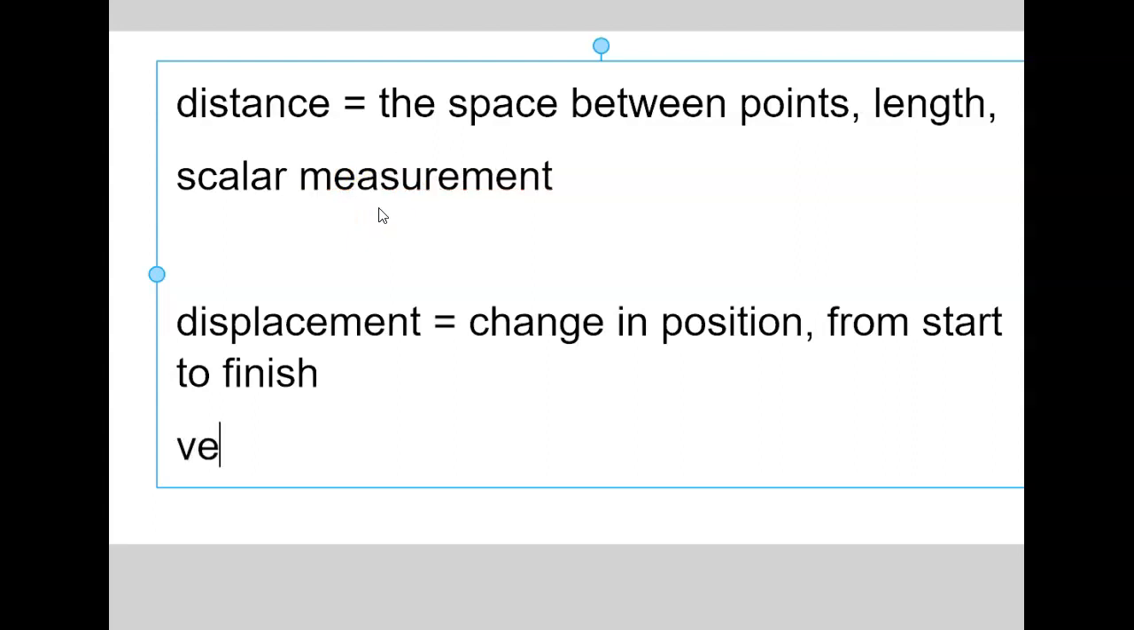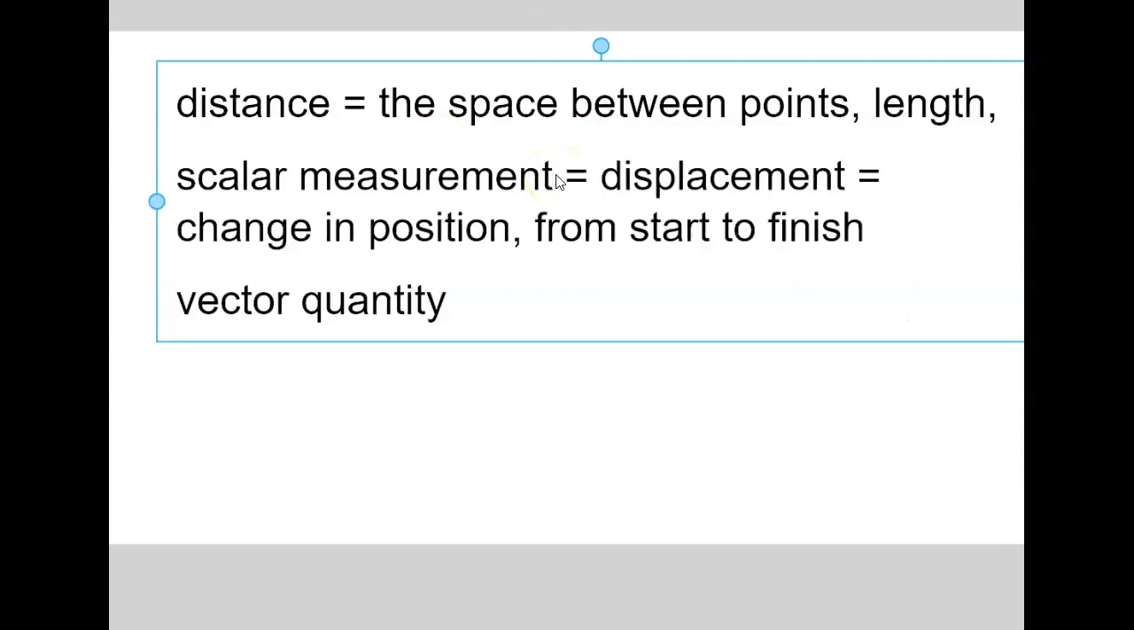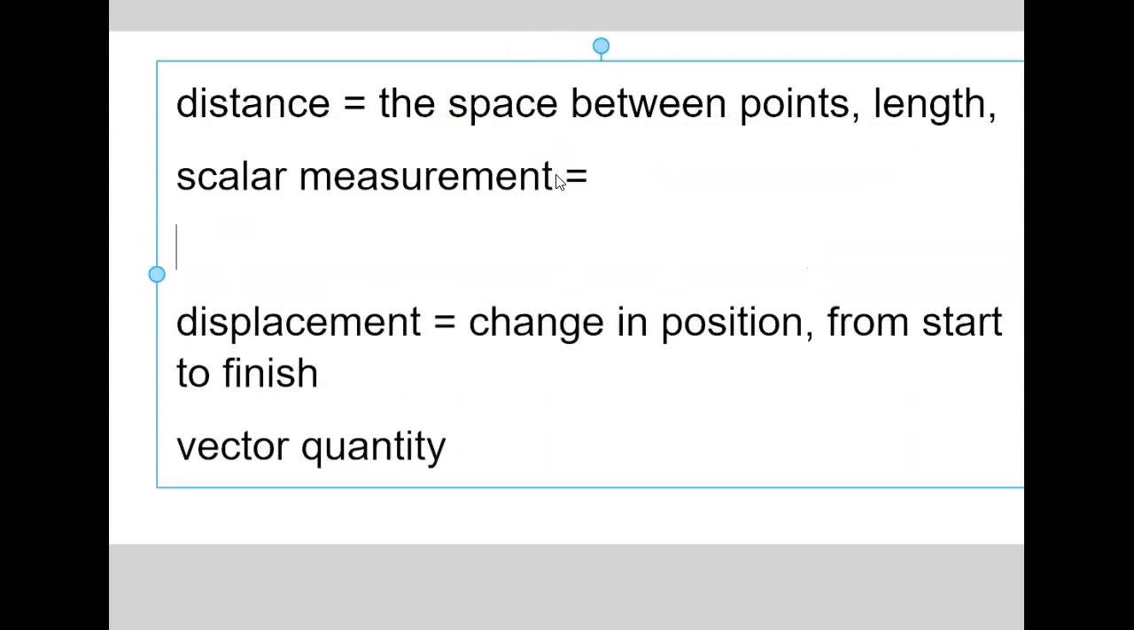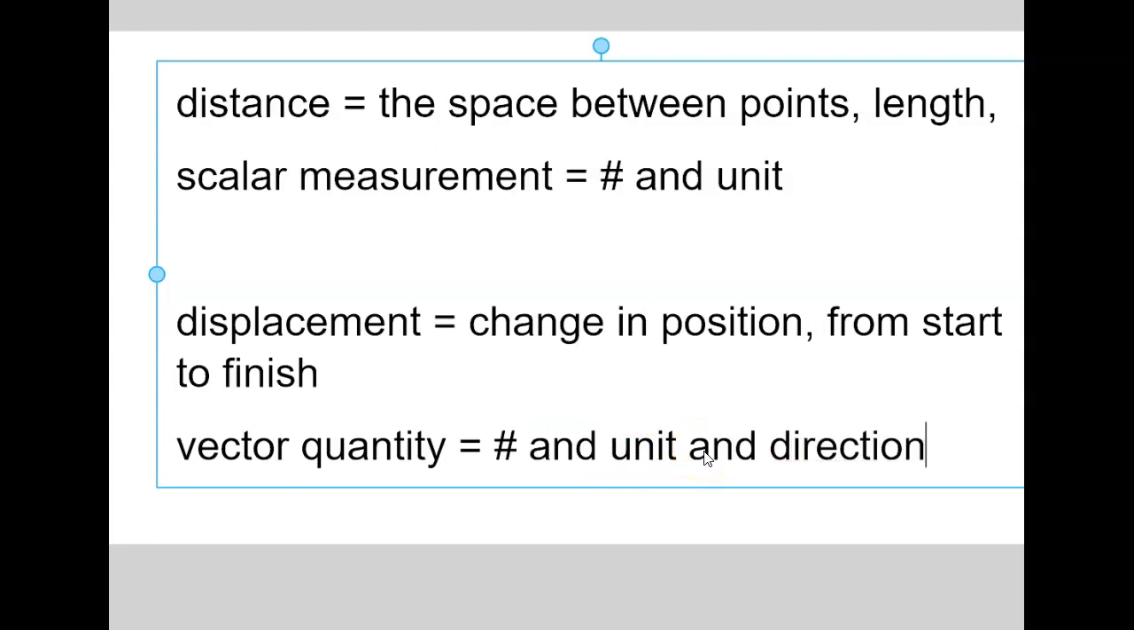So this is what's called a vector quantity. And for a scalar measurement, all you need to have is a number, so the amount, so whatever that space is, a number and a unit. And for a vector, it's a little bit different. So a vector quantity, you need a number, a unit, and a direction. So kind of going up and to the right.